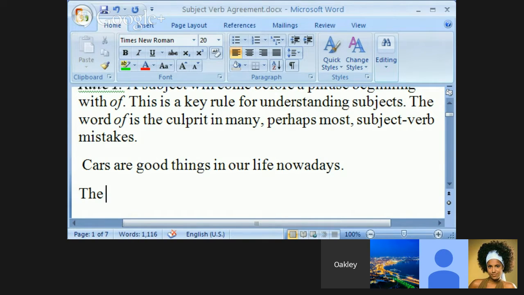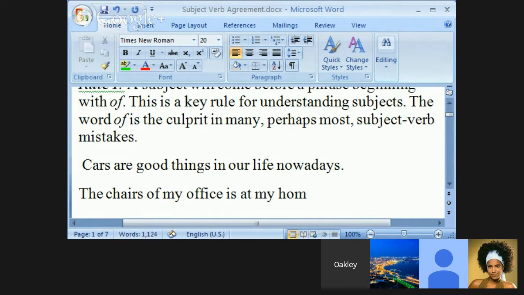Maybe the chairs of my office. Okay. Now we get to the verb. The chairs of my office is on my home. Is what? Is at my home. Is at my home.